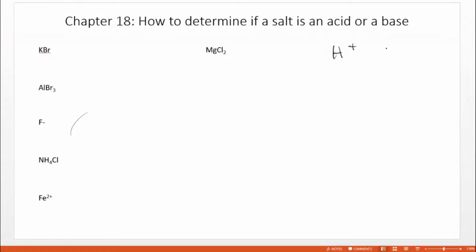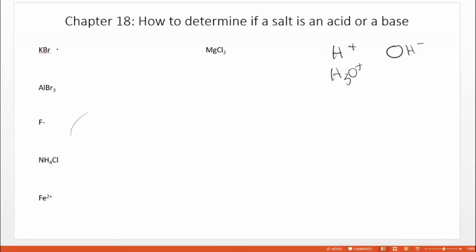The best way I can describe it is the ratio between free hydrogen or hydronium ions, since we talked about in class that these are synonymous, to hydroxide ions. If you have a solution that has more free H+ than OH-, the solution is acidic. If you have a solution that has more OH- than H+, it's considered basic. So this is how you determine an acid or a base.